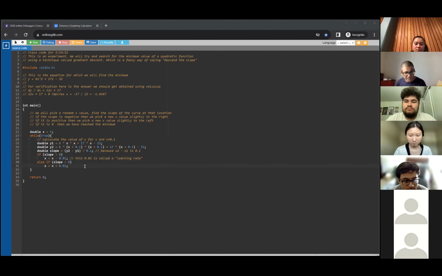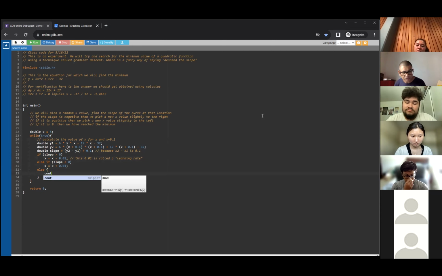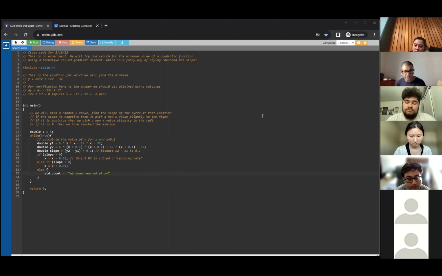So you say else, on the next line, indent back, yeah, else, and then open curly brace. On the next line you say cout, minimum reached at x equals, cout, less than, less than, minimum reached at x equals, and then the value of x after that, and endl. And then the next line should be break.